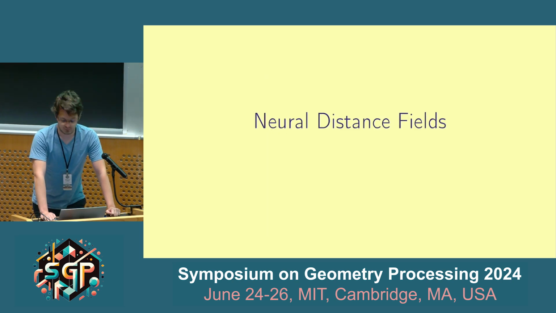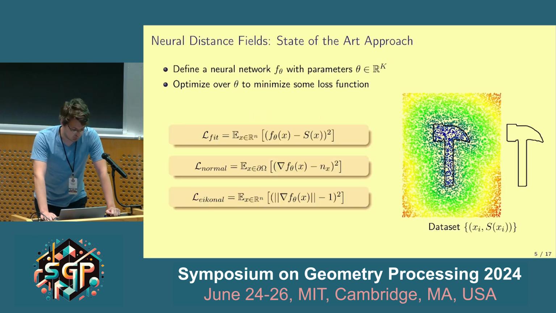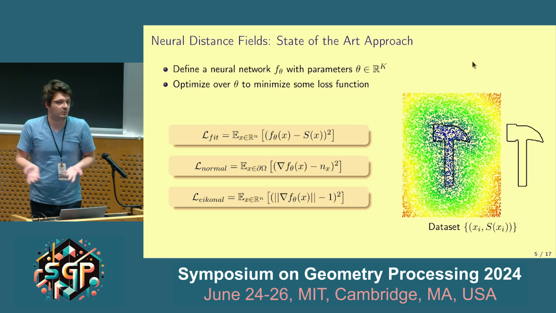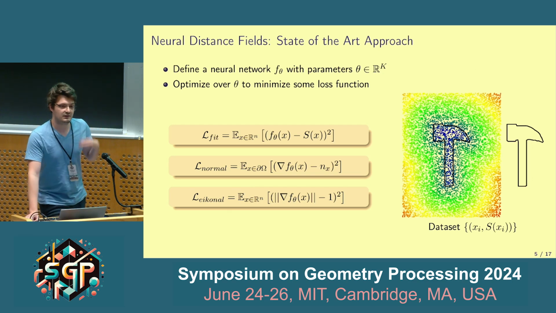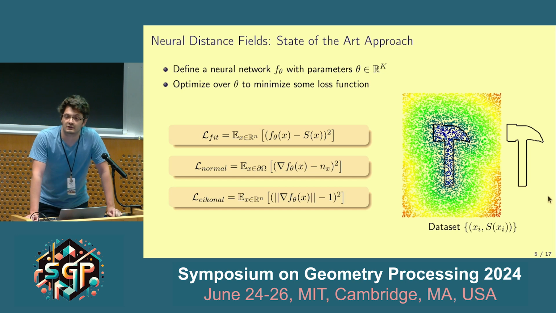So what is a neural distance field? Well, the idea is very simple. It is to define some neural network f theta with parameters theta and define some dataset on the object you want to represent. Here, this hammer silhouette. You sample points in a domain around your targeted geometry, and for each point, you suppose that you have access to, you have computed in advance, the signed distance function that you want, s of xi. And using this dataset, you can minimize some losses on your neural network.